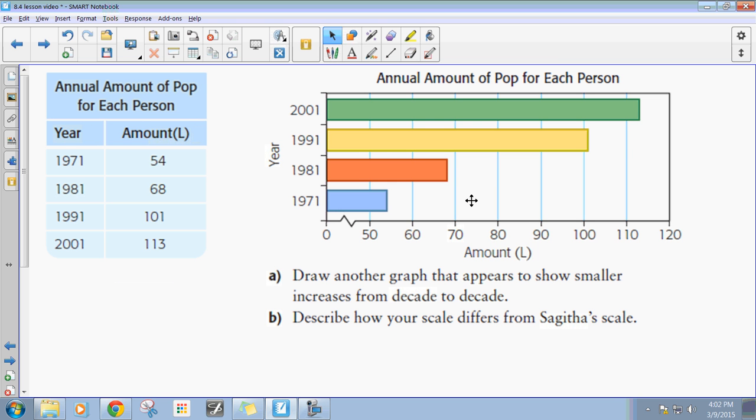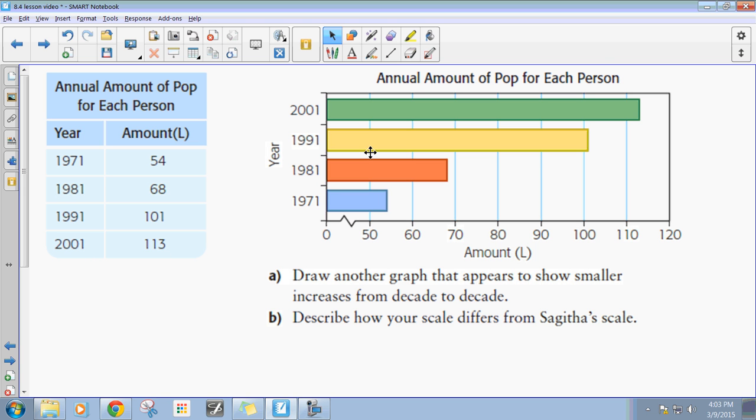Here we've got the amount of pop for each person. So the annual amount of pop that people drink. We've got the liters, and we've got the years that it was recorded in. So in 1971, people on average were drinking 54 liters of pop. By the year 2001, it had almost doubled.